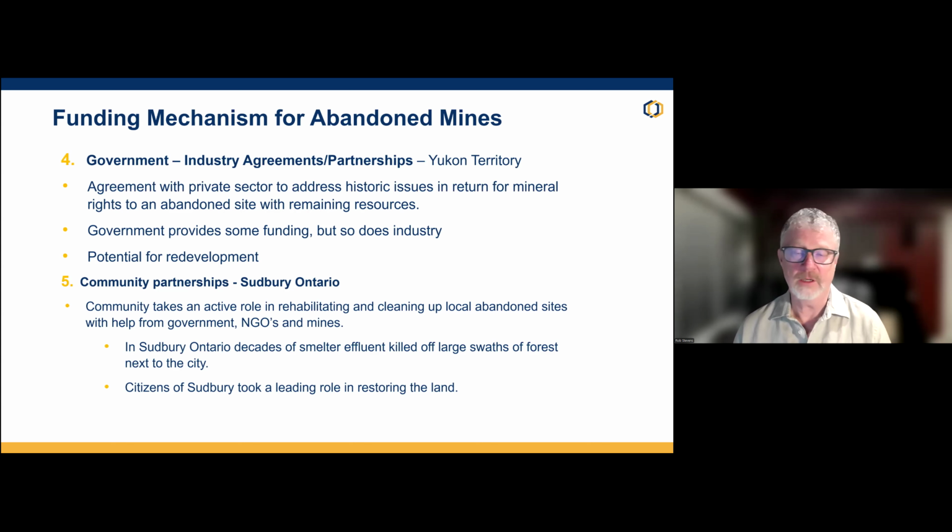And communities. I mean, communities are a great source of inspiration and energy and people power to come and help clean things up. They often need a little bit of help, but they can be quite cost effective because people want to see the environment around where they live improving. So that's an interesting one to consider as well. And Sudbury, Ontario, an area that had significant environmental impacts as a result of smelters in the past. It was really communities that drove the restoration or rehabilitation of that area.